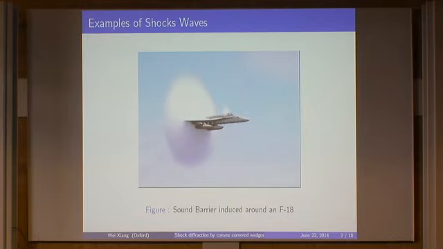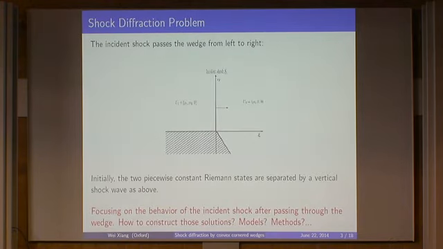I think you are all experts, so I will skip this example. This is a very famous example. You see the white cloud is a kind of shock wave. It's called the sound barrier. Okay, so now let's go directly to our problem.